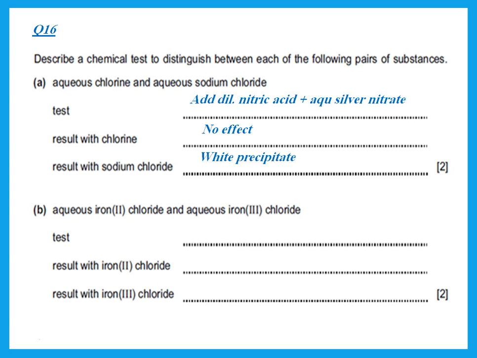What if he's saying distinguish between iron 2 and iron 3? Again, which test should I add? Aqueous sodium hydroxide. With iron 2, I should get a green precipitate. Iron 3, reddish brown precipitate.